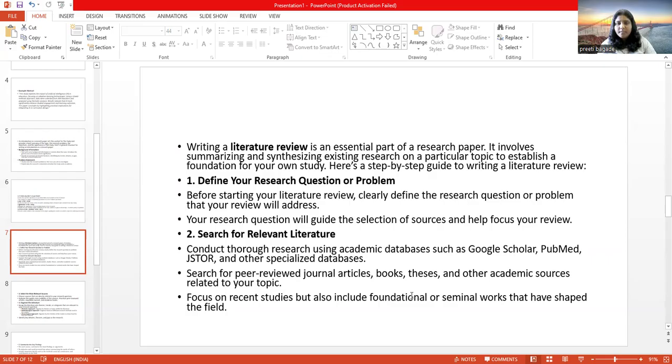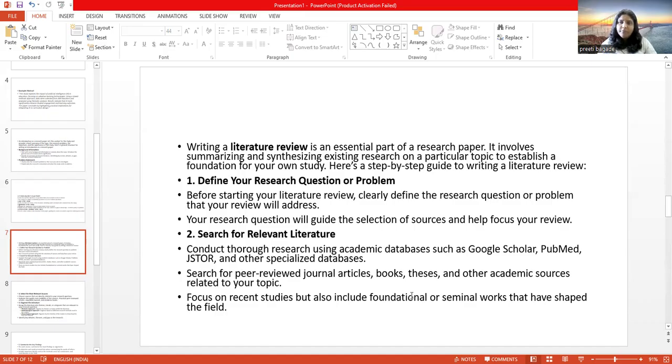It involves summarizing and synthesizing existing research on a particular topic to establish a foundation for your own study. Here is a step-by-step guide for writing a literature review. First, define your research question or the problem. Before starting a literature review, clearly define the research question or the problem that your review will address. Your research question will guide selection of sources and help focus your review.